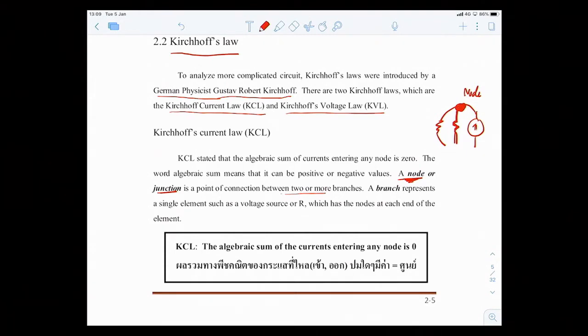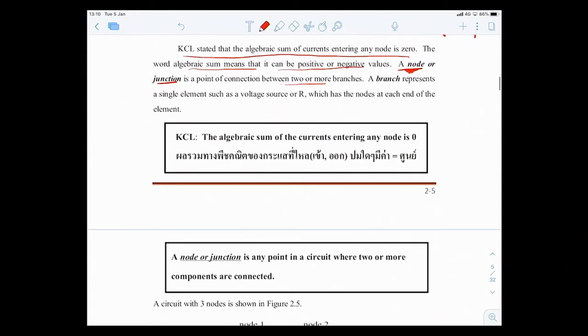You have another resistor, so this is a node. For the KCL, the Kirchhoff current law, it states that the algebraic sum of currents entering any node is 0. What does it mean by the algebraic sum? The word algebraic sum means that the values can be positive or negative, and you add them up.